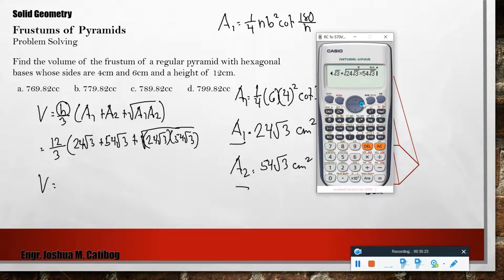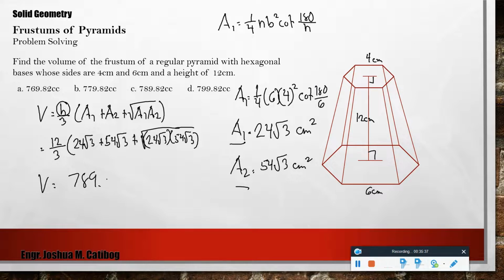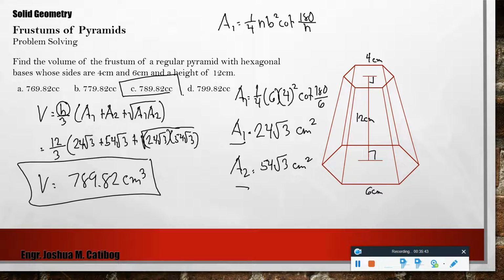So from here, we are going to find the value of our volume, which is what? 789.815163, or simply 789.82 cubic centimeters. And that is letter C. Okay, so actually guys, yung pyramids naman natin or the frustum of the pyramids, hindi po siya ganun kahirap.